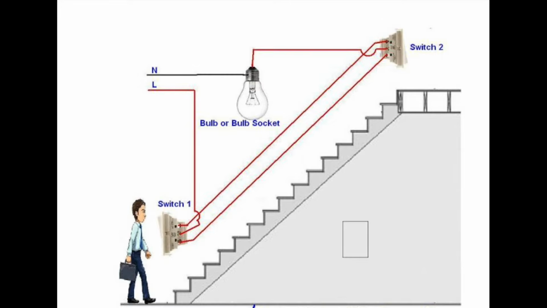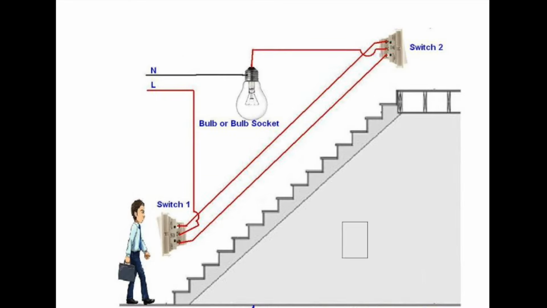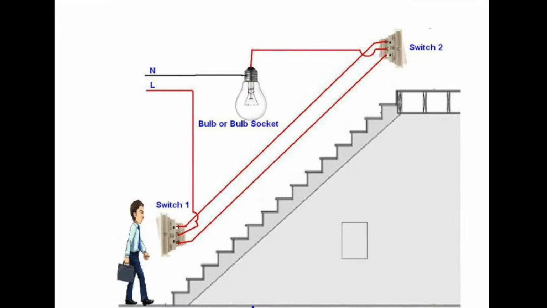Hi students. So welcome to today's experiment, that is staircase wiring. It is basically one lamp controlled by two switches. We can see this type of connection in our homes actually. So we have the staircase, and we have a lamp to light up the staircase.